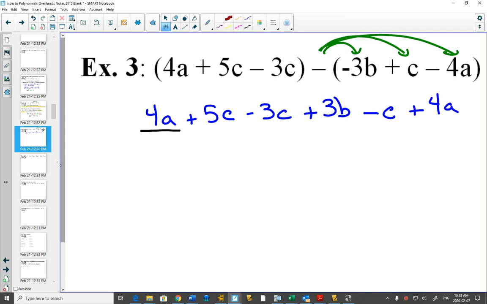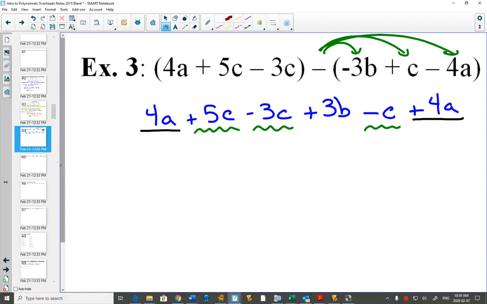Starting with 4a, are there anything alike with the 4a? There's another 4a. 5c. Minus 3c. Any other ones? No, those are different. There's 3 of them that are alike with the c's. And then the 3b, there's only one, so that's nothing you can do with that.